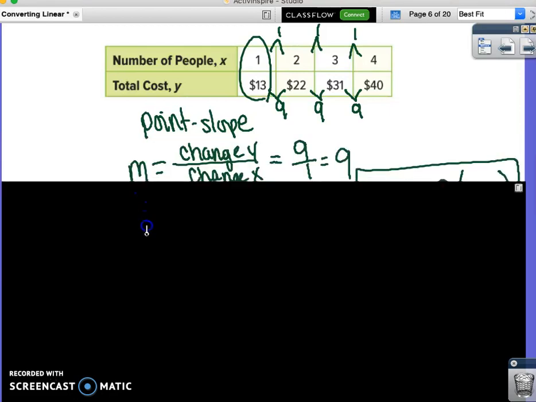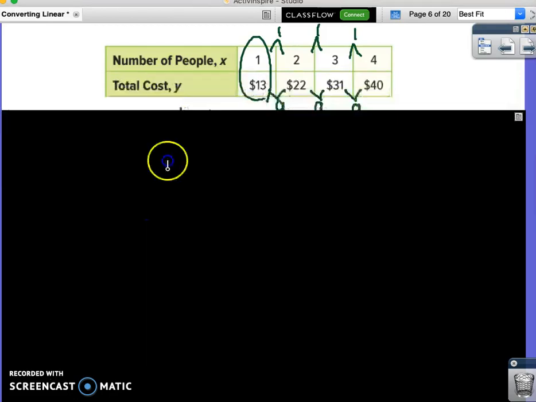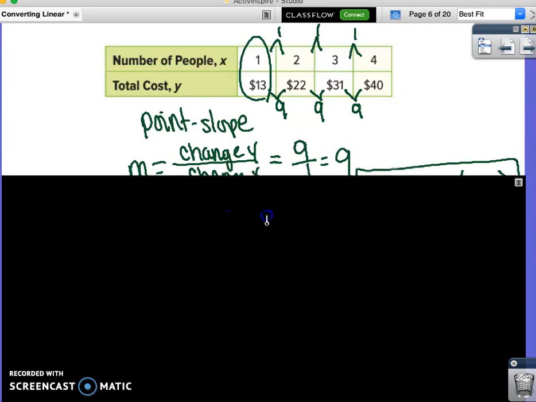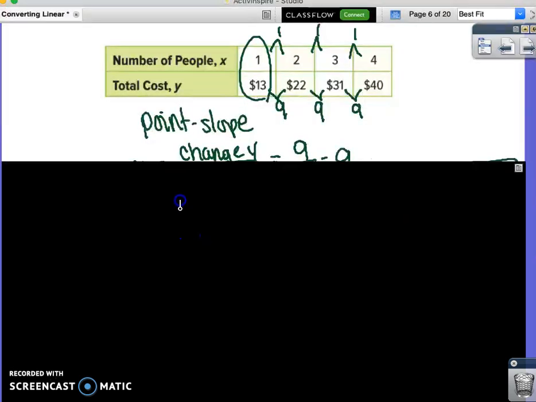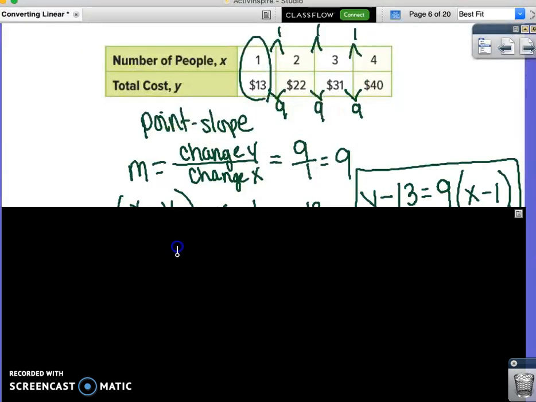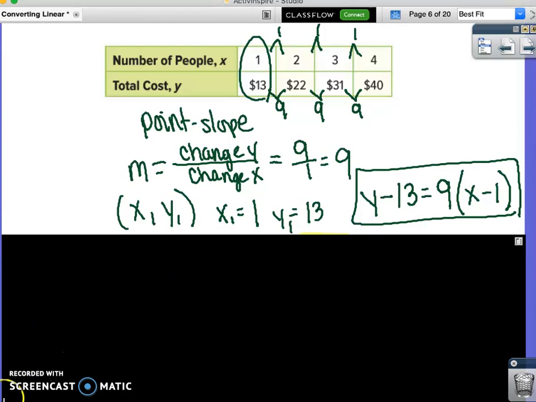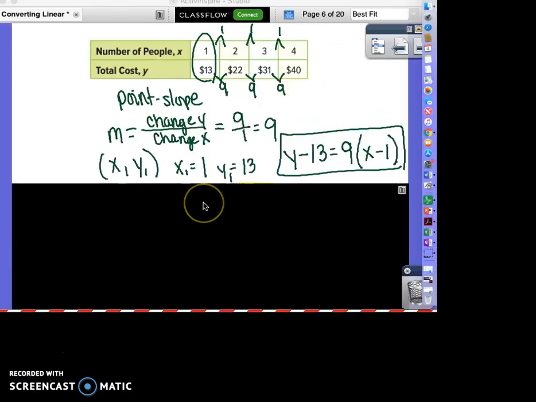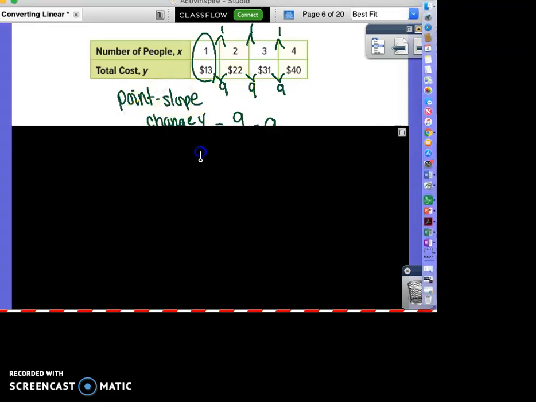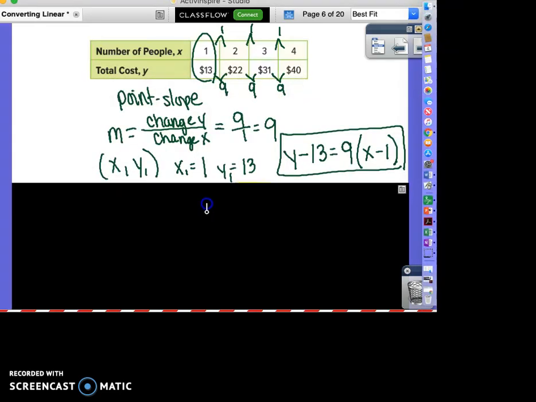I can choose point slope form because all right, guys, I paused it. Sorry.